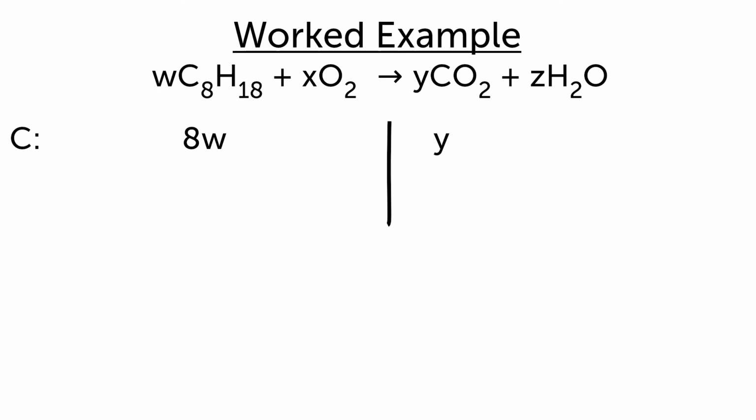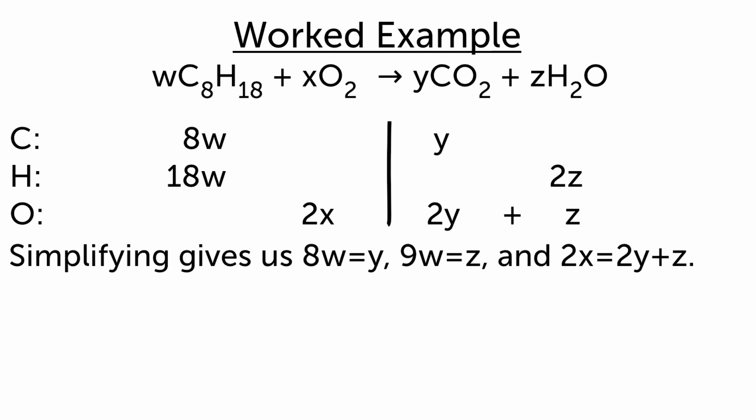On the left-hand side we have 8W carbon atoms, and on the right we have Y carbon atoms. On the left-hand side we have 18W hydrogen atoms, and on the right 2Z hydrogen atoms. On the left-hand side we have 2X oxygen atoms, and on the right we have 2Y plus Z oxygen atoms. Once we have simplified the equations we have 8W equals Y, 9W equals Z, and 2X equals 2Y plus Z.